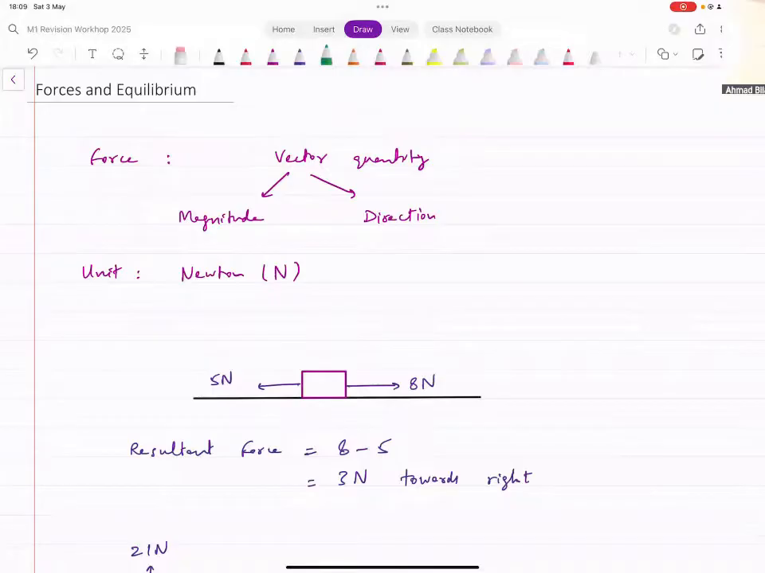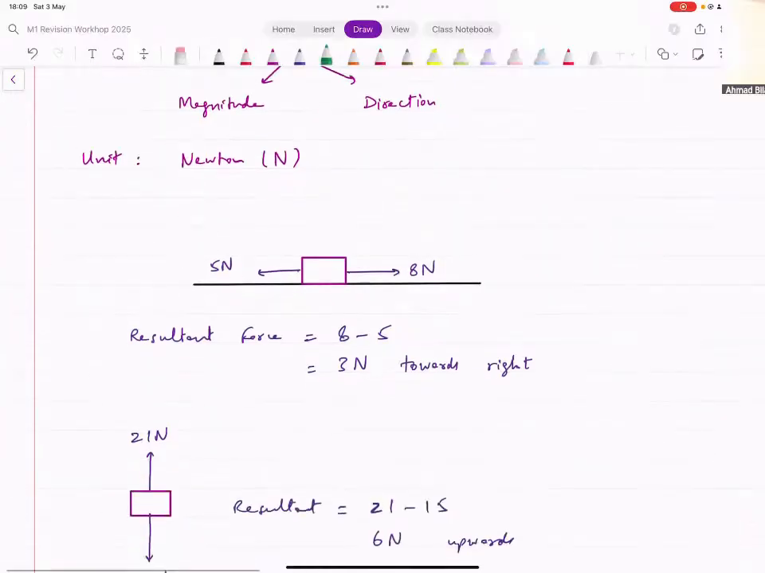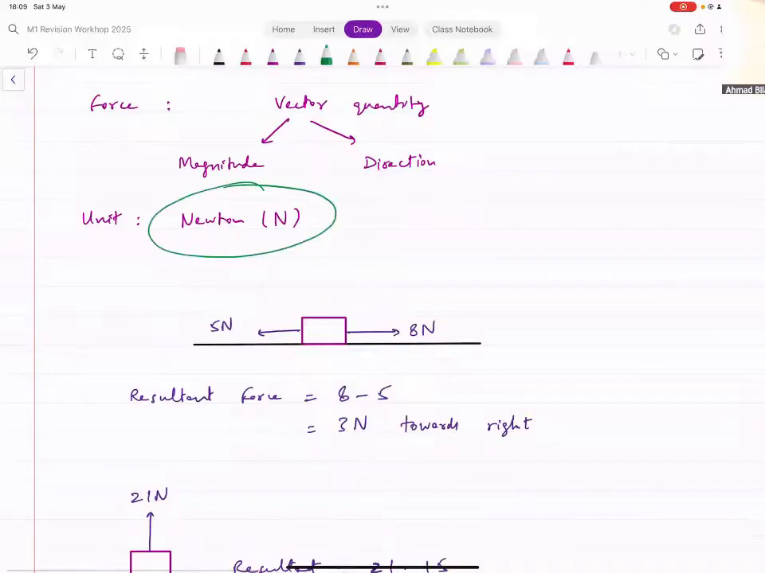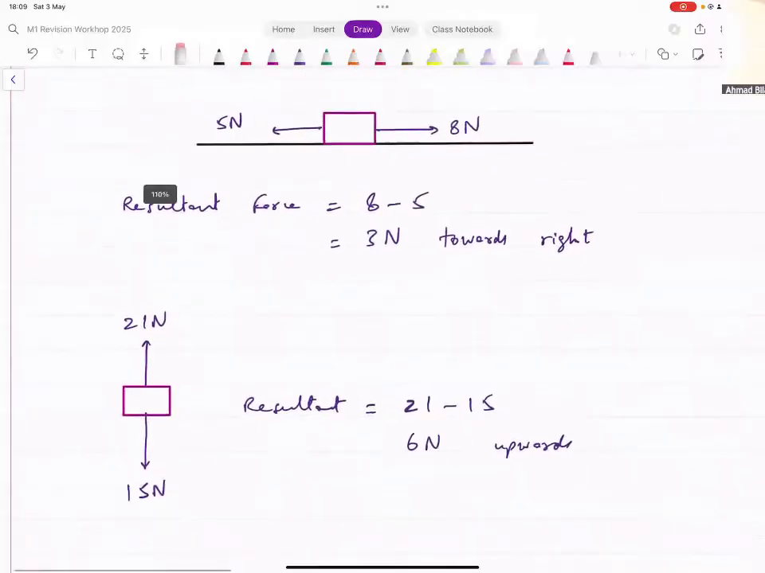Vector quantity is something that has both magnitude and direction. So whenever we describe a force, it needs to have both magnitude and direction. The unit for force is Newton. Now, first of all, let's consider this example.